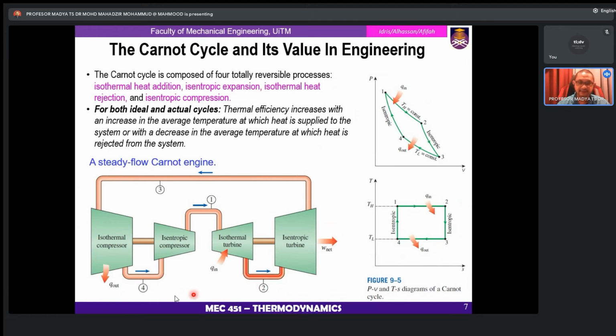like this. There are two compressors, because this is an air standard cycle, so two compressors and also two turbines. One is an isothermal compressor and one is an isentropic compressor, and another one is an isothermal turbine and an isentropic turbine. This is for air standard cycles, because the working fluid is a gas, that means air. Air standard cycle.